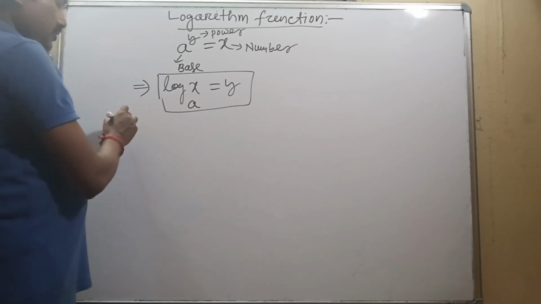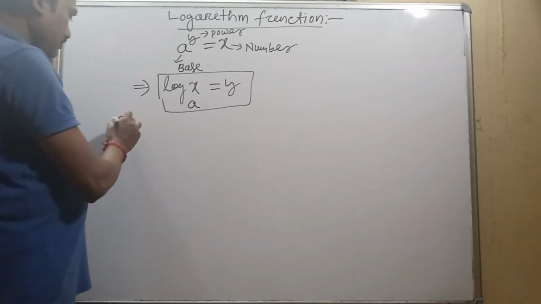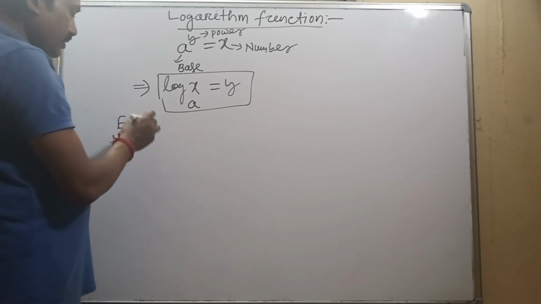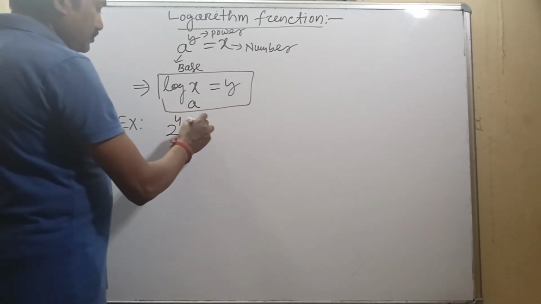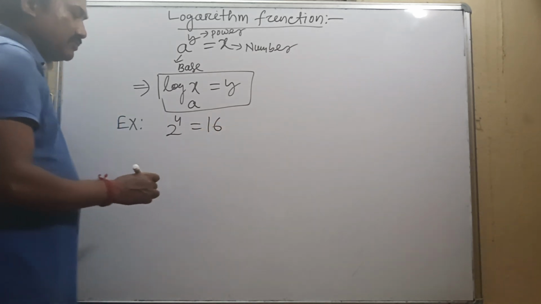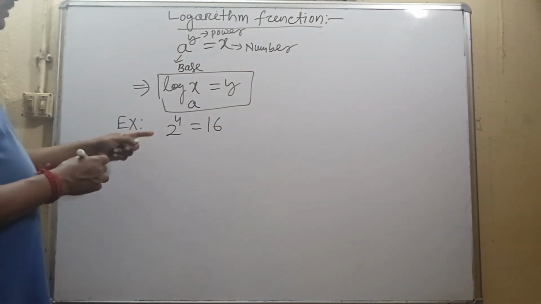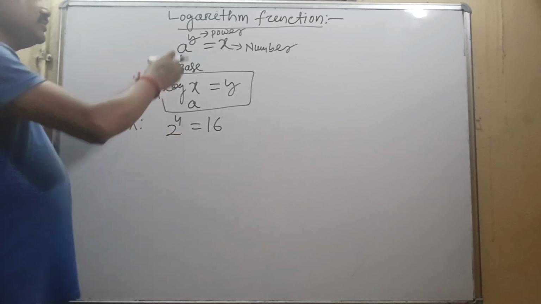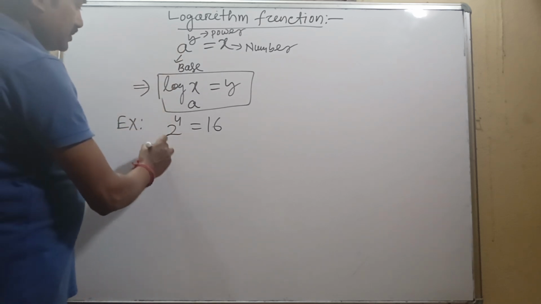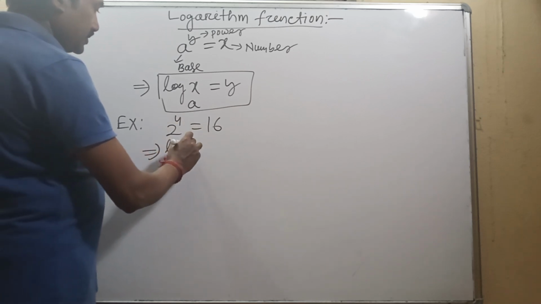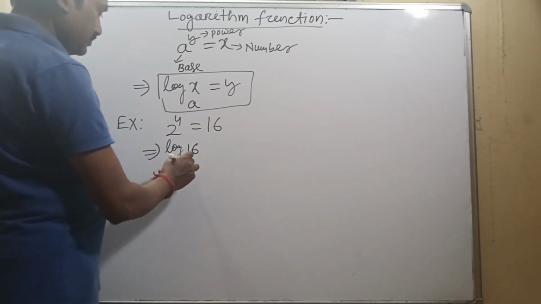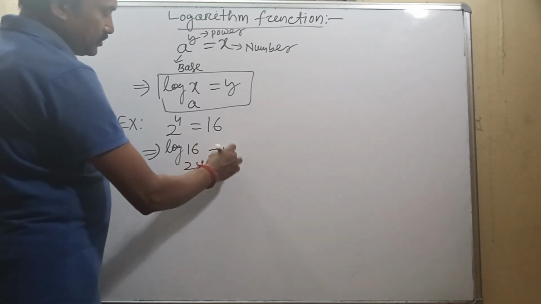So we take one example: 2 to the power 4 equals 16. Then convert this power form into logarithm form. This equals log 16 base 2 equals 4.